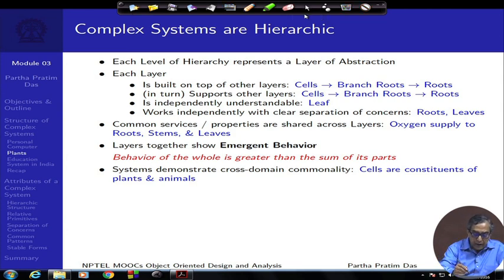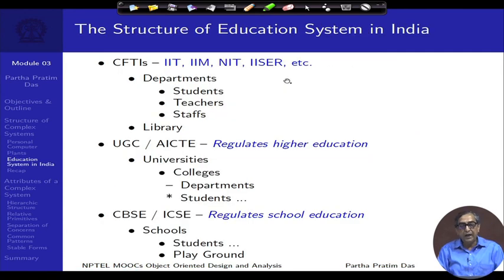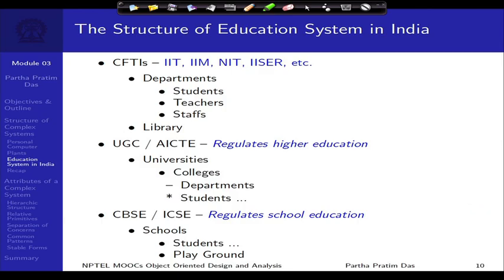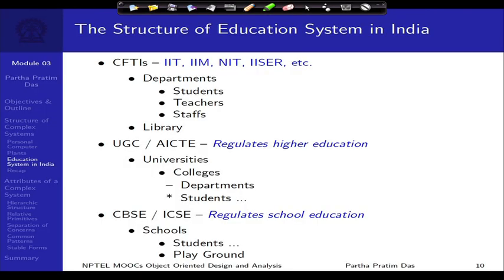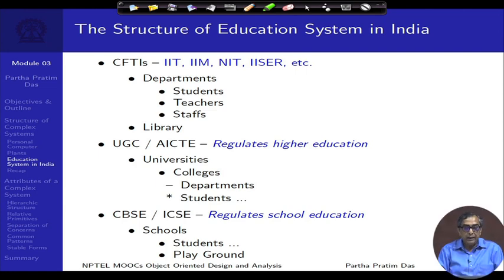So, let us move on and take a third example, which is a social administrative system, and since we all are in India and we are related to education, I take an example of the education system in India. If you take the education system in India as a whole system and try to analyze it, you will find that it is significantly divided into centrally funded technical institutes like CFTIs, then there are organizations like University Grants Commission or AICTE who regulate higher education, and there are CBSE, ICSE and so on who regulate school education.